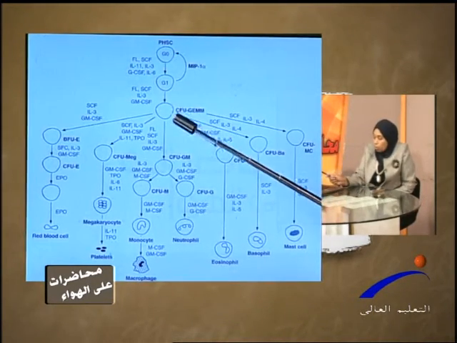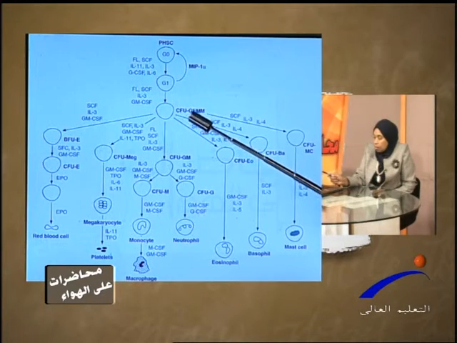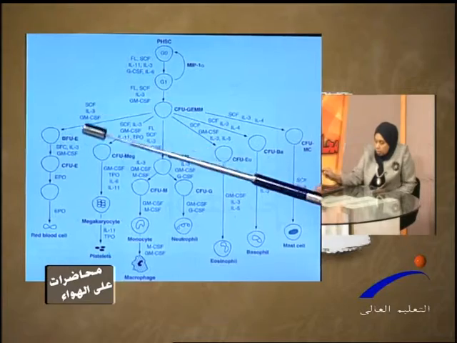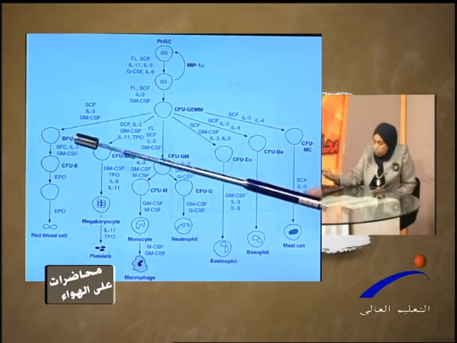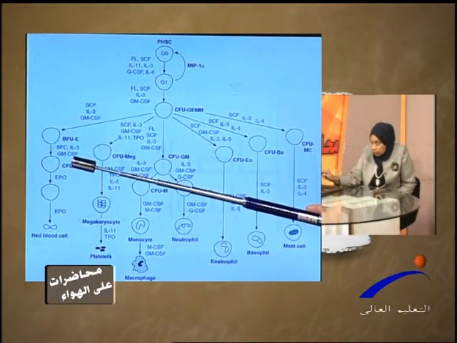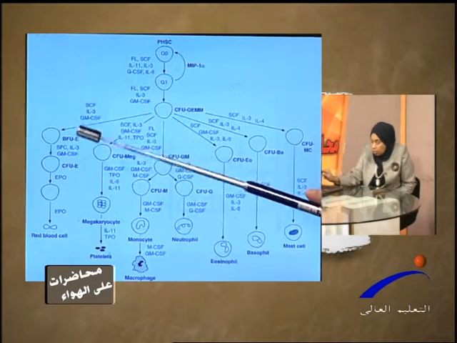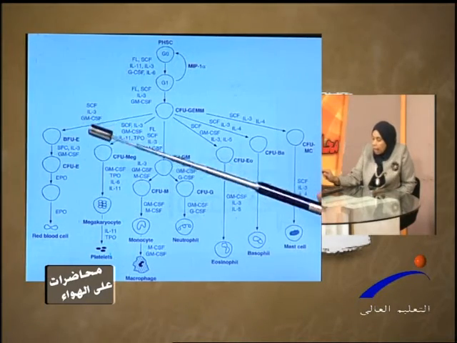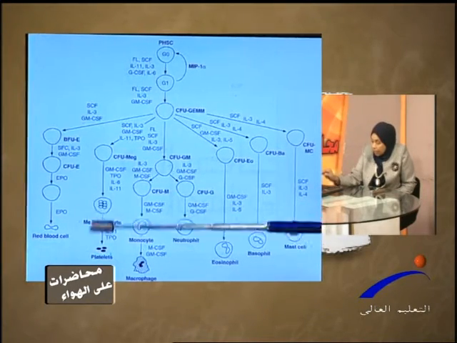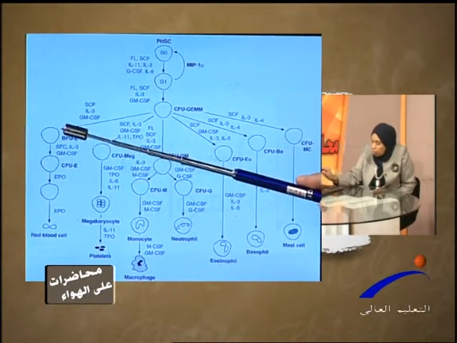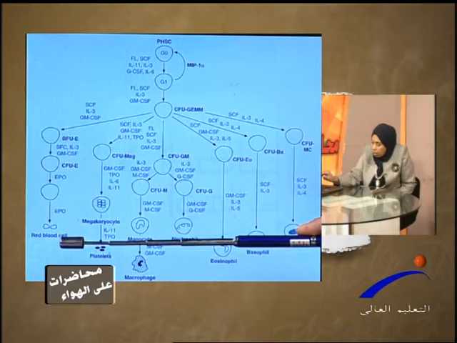If this colony forming unit, granulocyte, erythrocyte, monocyte, megakaryocyte is exposed to thrombopoietin or erythropoietin, which is released in response to hypoxia, as in conditions of anemia, hemorrhage or high altitude, and the release of erythropoietin from the kidney stimulates erythropoiesis, this cell will be committed to produce RBCs.